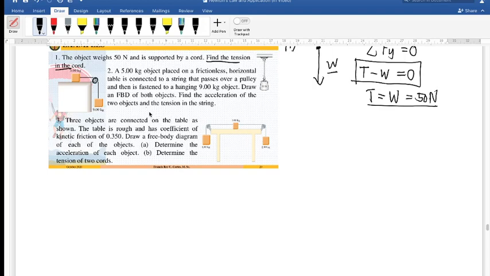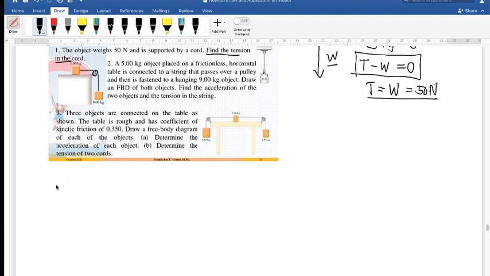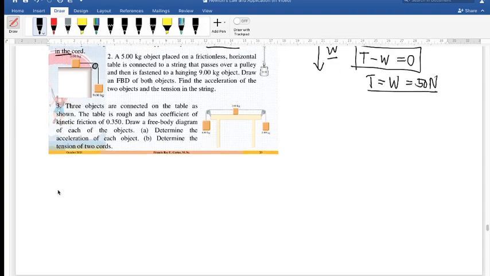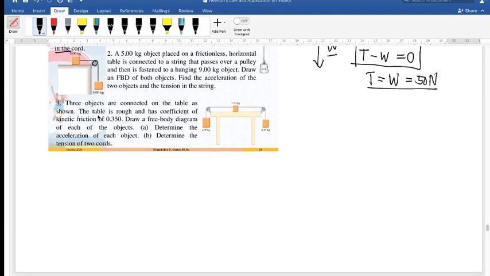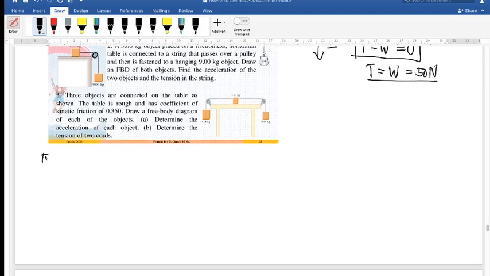So guys, you have to take note na if ever nga wala gani siya ingon nga draw an FBD, you have to draw gid ha, because I will put points if mag-draw kayo ng FBD. So even though wala gi-state sa problem, you have to draw gyud, that is default. Okay? So we have to find first the FBD of two objects. So that is the 9 kilogram and the 5 kilogram. Okay? So sa 5 kilogram muna, ano yung forces ni 5 kilogram?